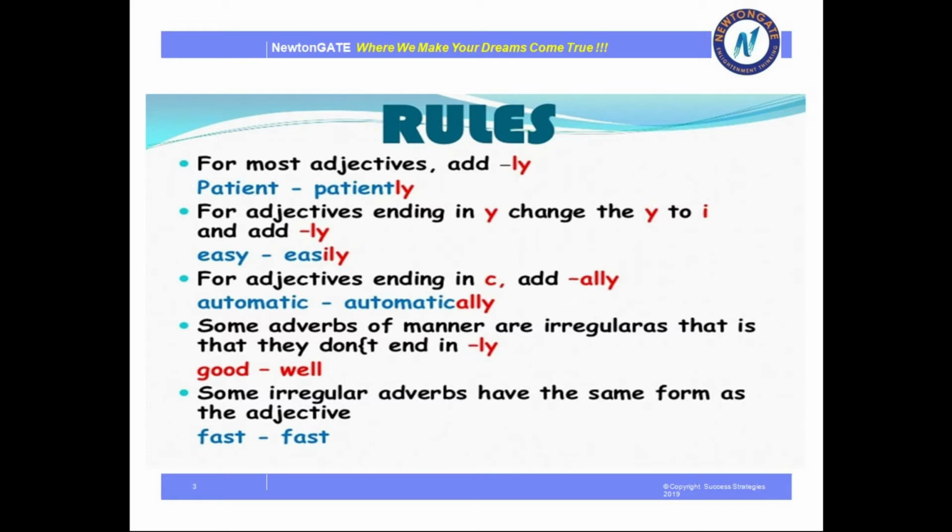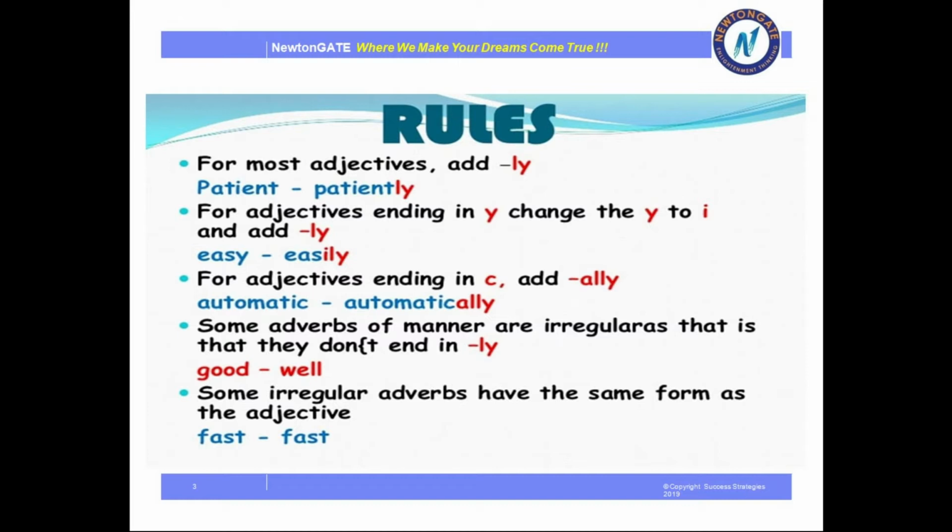Now suppose it is written easy. After easy, you can't write E-A-S-Y-L-Y. This will be the wrong answer. Now what will be the right answer? It will be E-A-S-I-L-Y. Easily. Okay, the spelling will be easily.